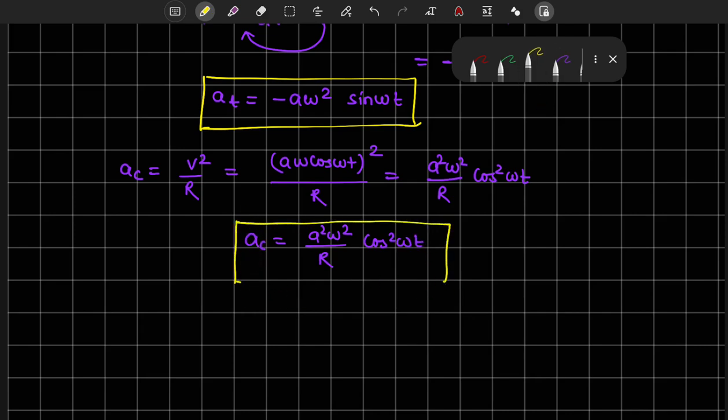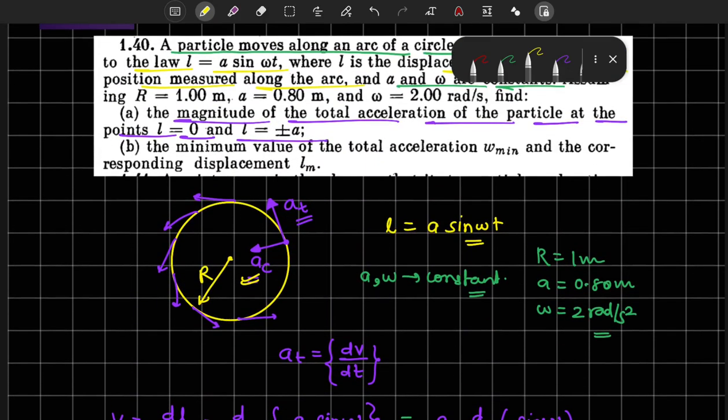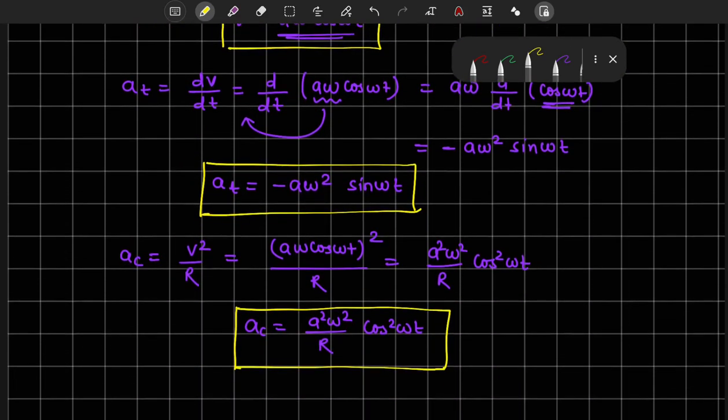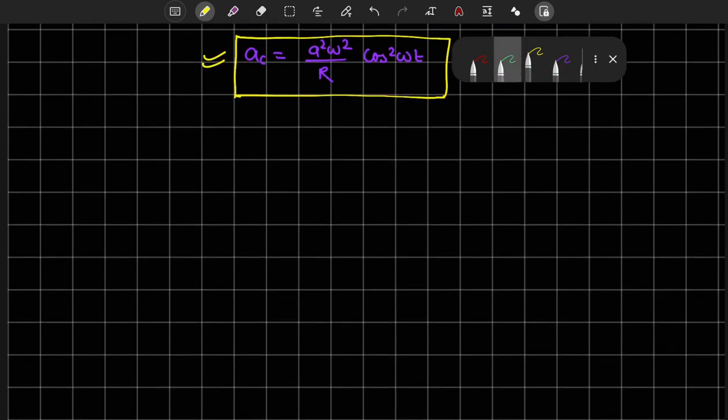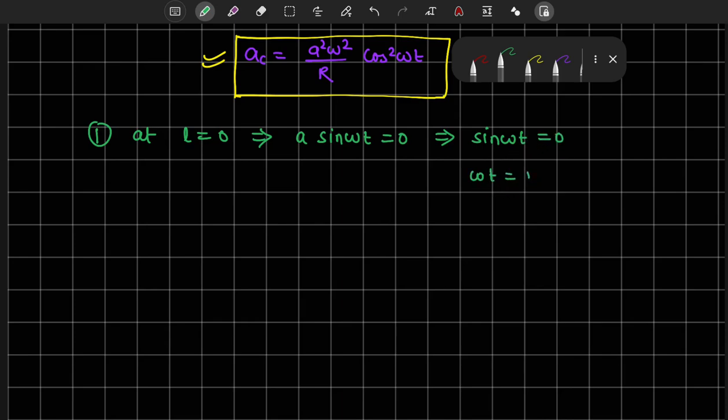Now the problem asks to find the magnitude of the total acceleration of the particle at the points L is equal to 0 and L is equal to plus minus a. So we will find the tangential acceleration and the centripetal acceleration at those locations, and then we will find the total acceleration. Let us first consider L is equal to 0. L is given as a sine omega t, which is equal to 0. So sine omega t is equal to 0, and omega t is n pi for all n belonging to the integers.